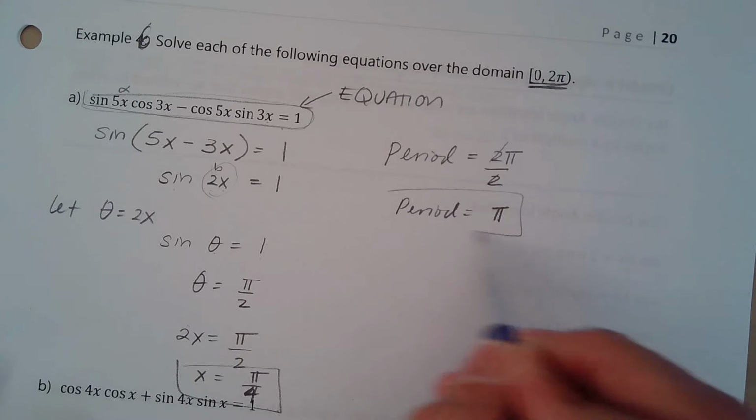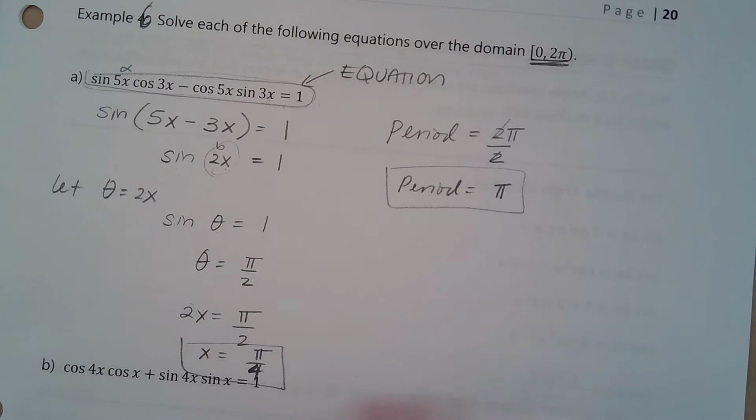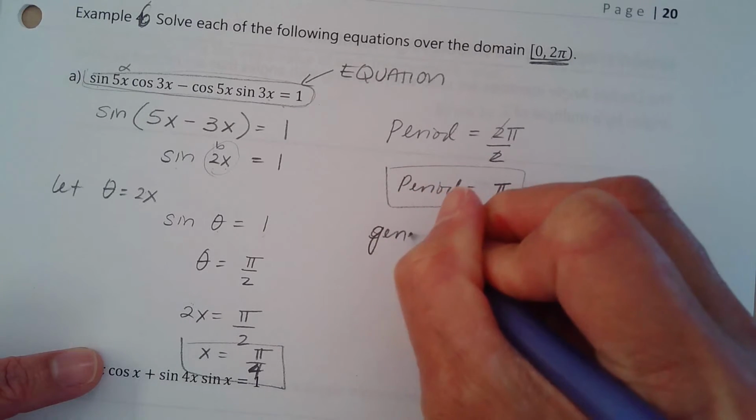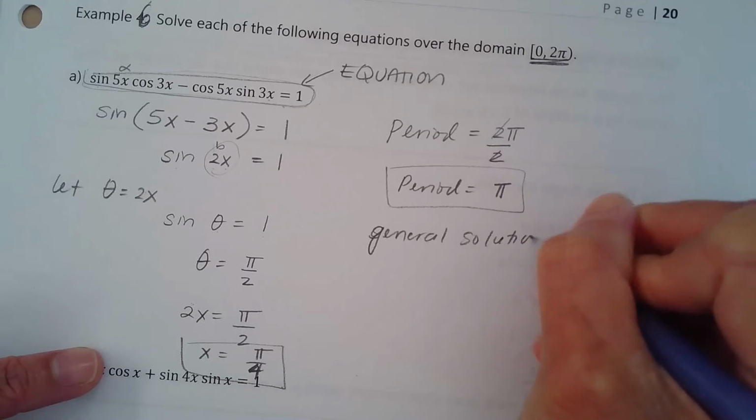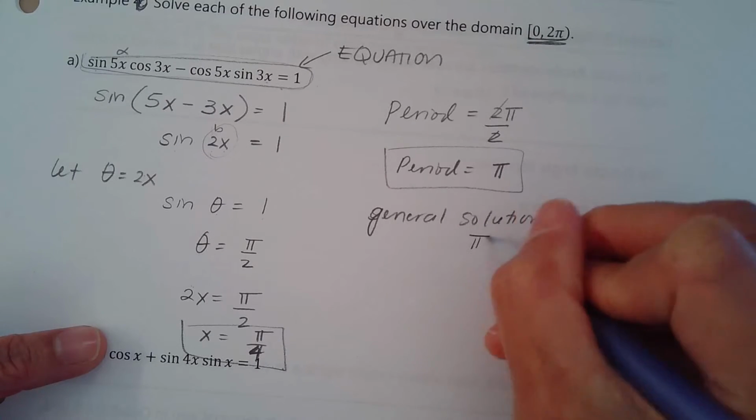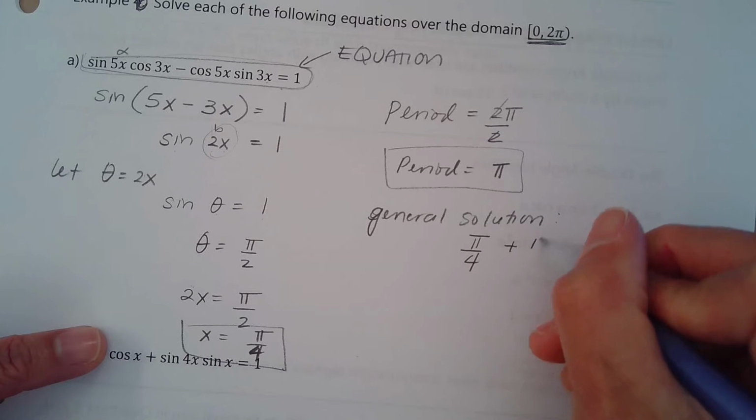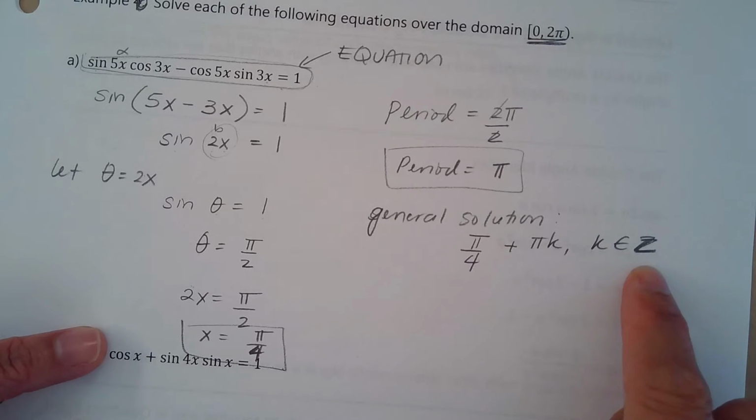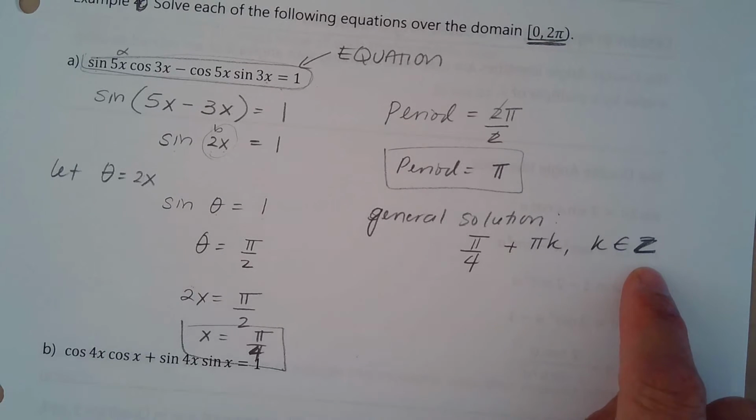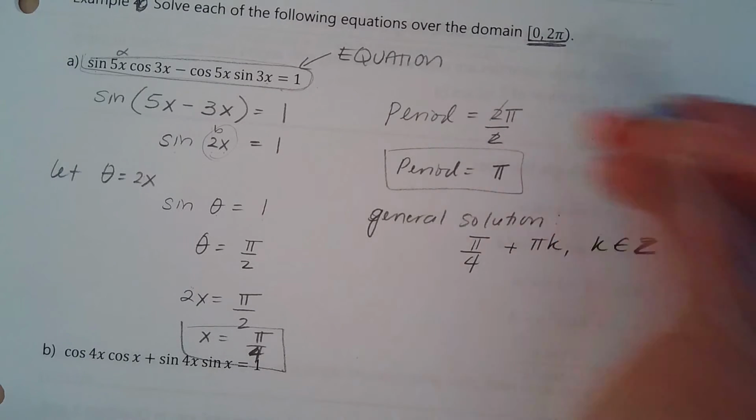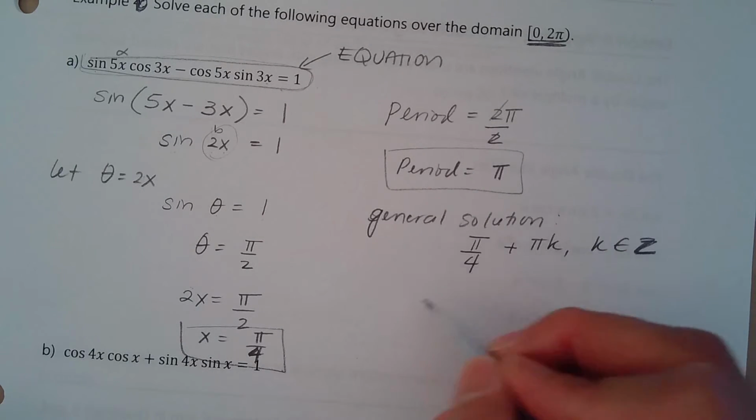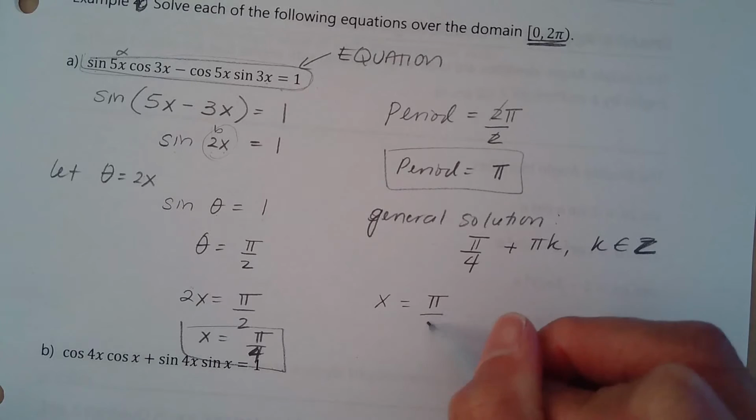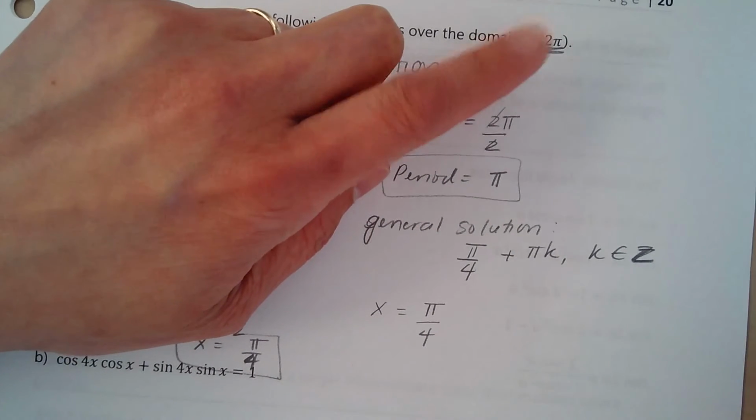So in this particular case, we can write our general solution in here. Our solution, I'll just put general solution, would be pi over 4 plus pi k, where k is an element of integer. This is a general solution. But we have a specific domain. Our domain is from 0 to 2 pi. So what's our x then? Our x is pi over 4, because pi over 4 is certainly within that domain.